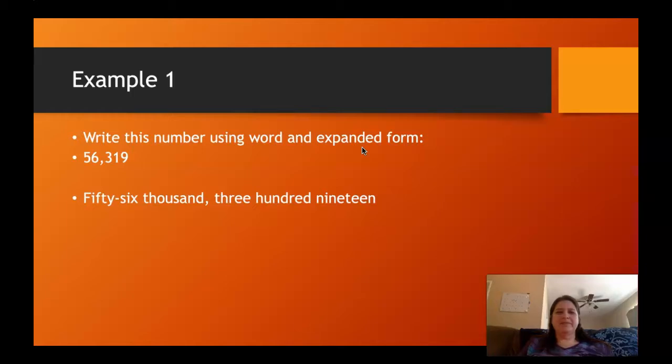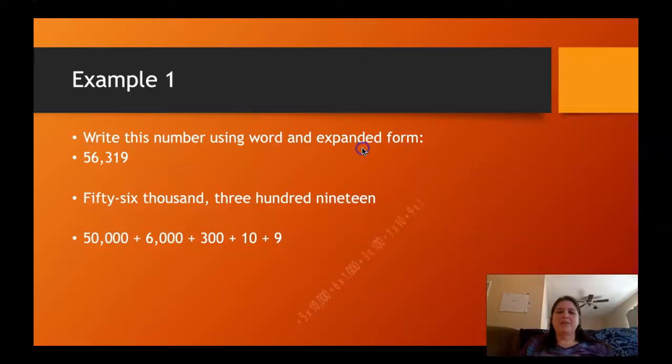56,319. Here's the first expanded form, how you did it in 3rd and 4th grade. 50,000 plus 6,000 plus 300 plus 10 plus 9. It's not wrong, we just ask you to think a little deeper in 5th grade and use multiplication as well.